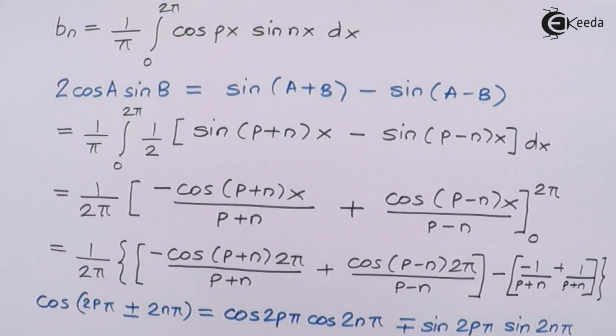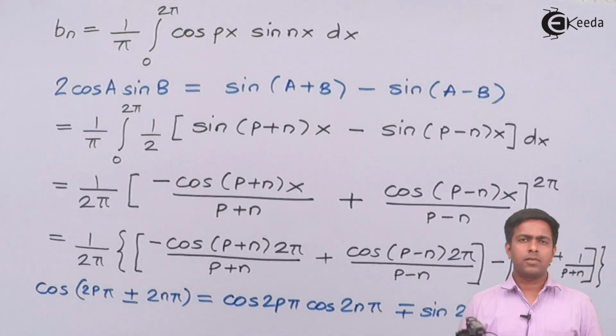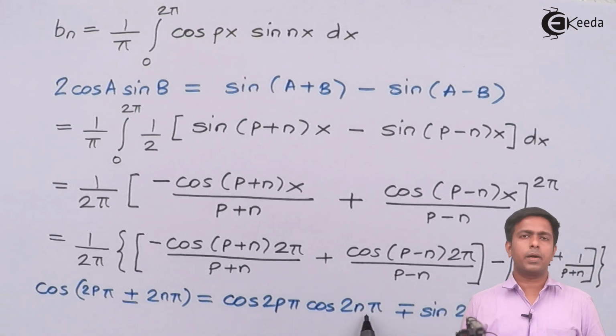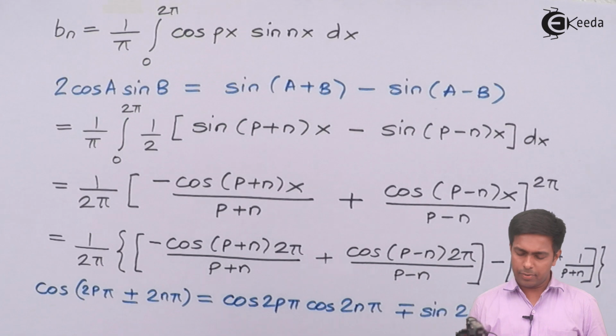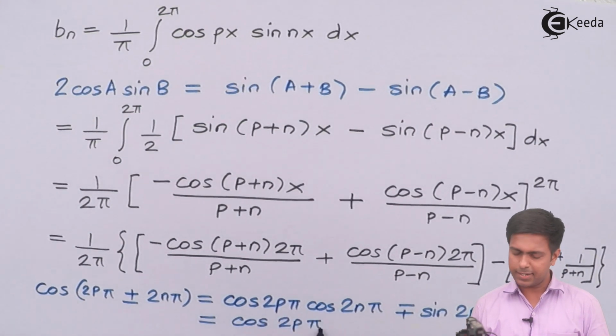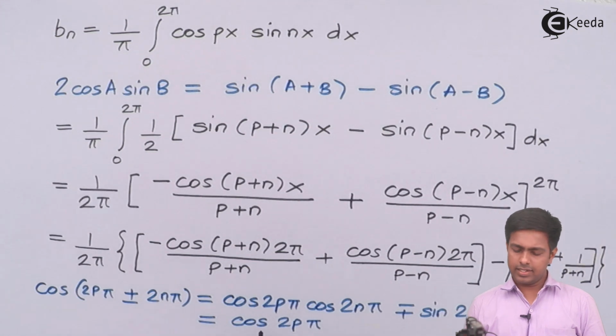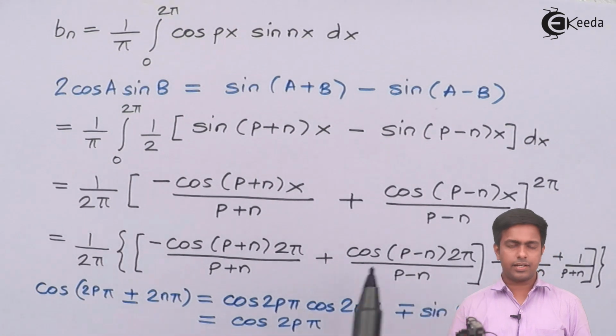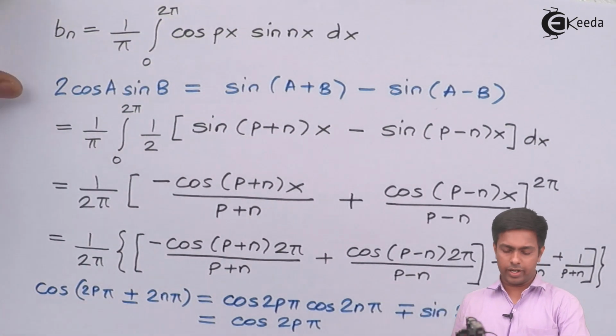Now guys, what is the value of sine of 2n pi? So sine of 2n pi is 0, so the second term will be 0, but the value of cos of 2n pi is 1. So this will become cos of 2p pi. So guys, this is the value which we'll get in the first term as well as in the second term. So let's see what we get here.